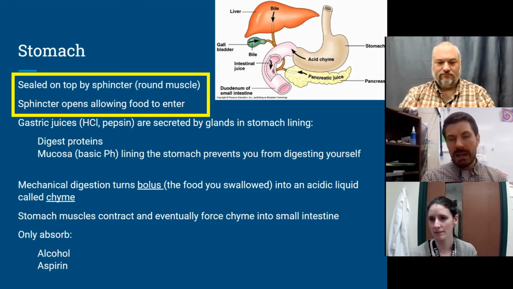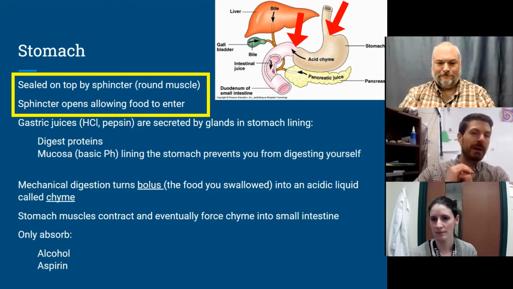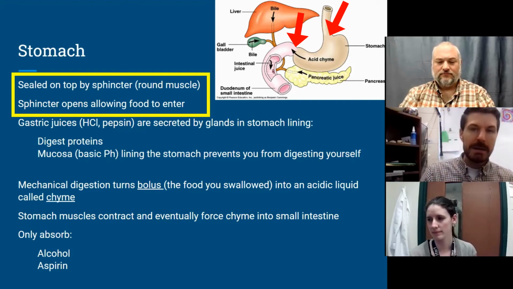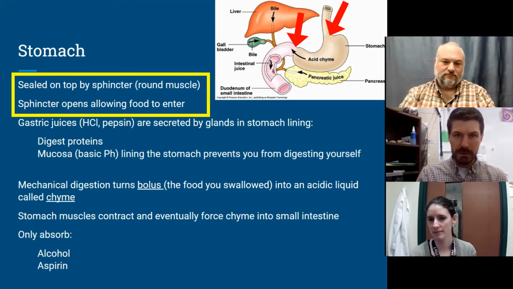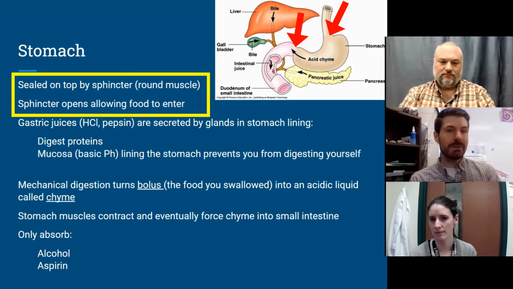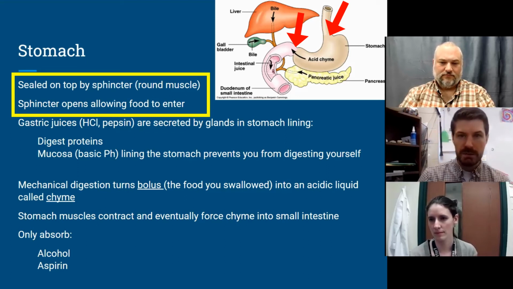There's a closing at the top of your stomach and a closing at the bottom. That's accomplished by sphincter muscles that pinch off the two ends of the stomach. That prevents food from coming back up into your esophagus and potentially out of your mouth. If you have acid reflux or heartburn, that sphincter isn't closing all the way and you're getting some of that stomach acid and food coming back up into the esophagus. And then the other end is closed off before it heads into the small intestine.